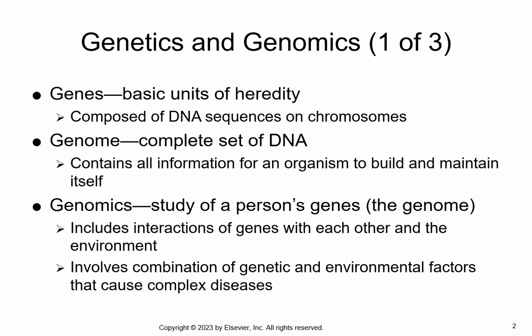All right, so the topic of this video lecture is genetics and genomics. When we're talking about genetics, we are talking about the DNA map, the genetic map of humans. Well, actually, any organism has some kind of genetics. Genes are the basic units. The genome is the complete set of DNA that contains all the information for the organism. When we talk about genomics, we're talking about the study of a person's genes. Most of the time, we're looking at how genes interact with each other and how they interact with the environment.